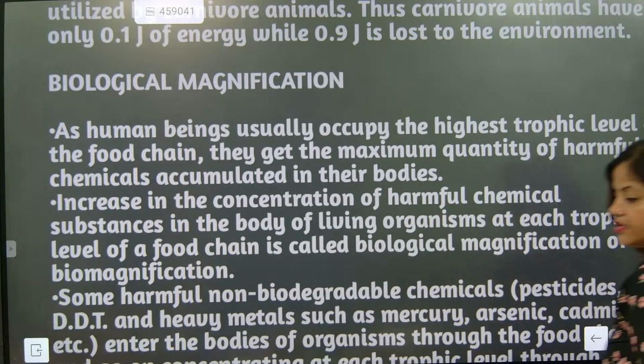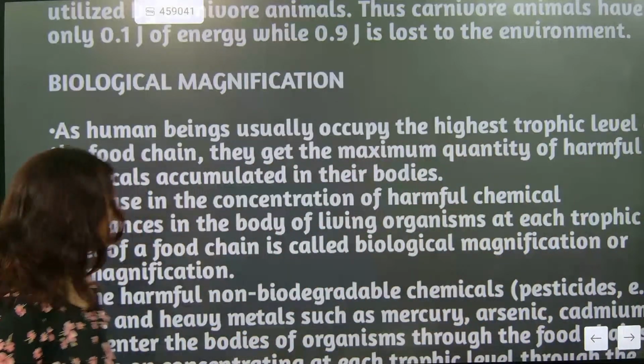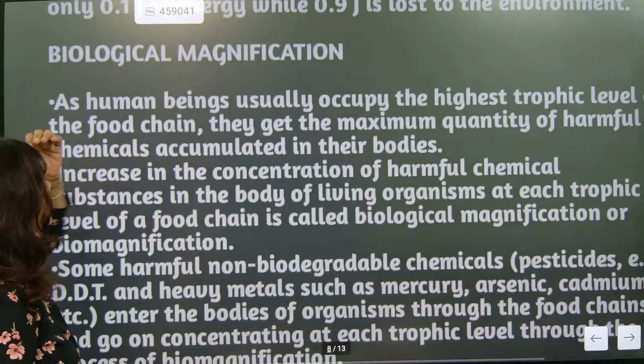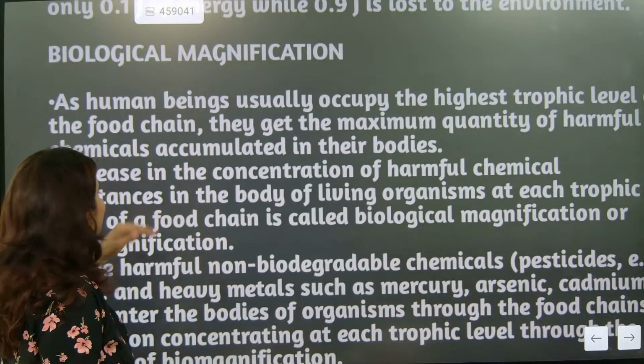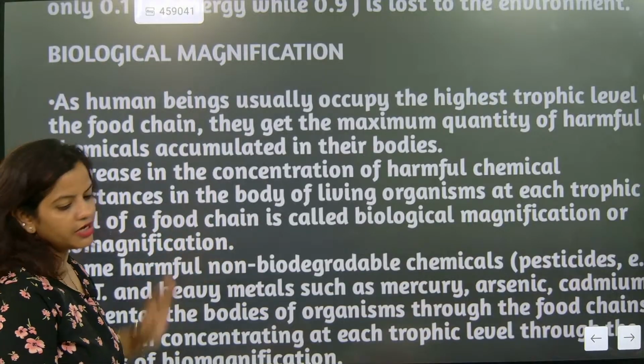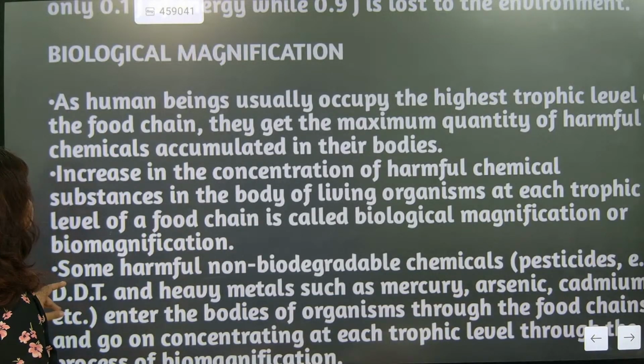I hope you have understood this part. Is it clear till now? So this is called biological magnification. The accumulation of harmful chemical substances in the body of living organisms at each trophic level of the food chain is called biological magnification.